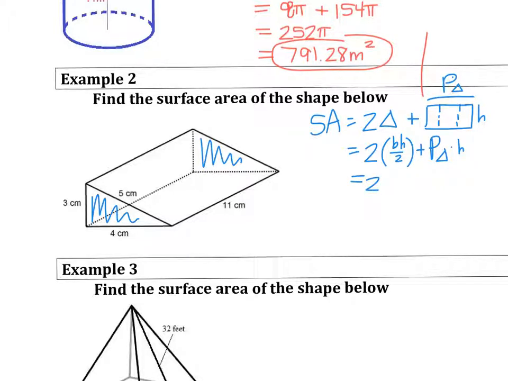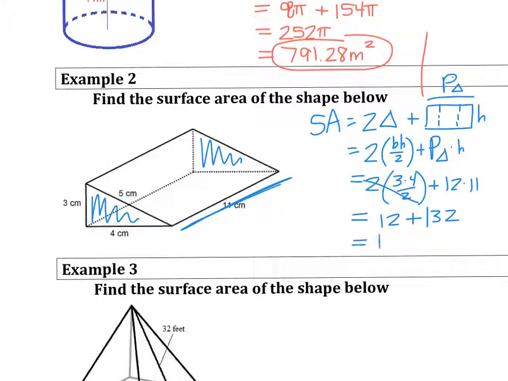The first base and height that we talk about is the one of the triangle, so it is 3 by 4. The perimeter of the triangle is 3 plus 4 plus 5, which is 12, and the height is 11. Even though it's laying on its side, the height is still 11. Those two simplify. So we have 12 plus 12 times 11, which is 132, plus the 12, 144 centimeters squared, because it's surface area.